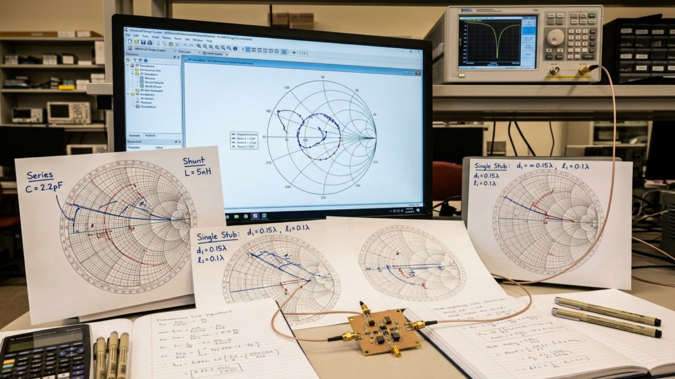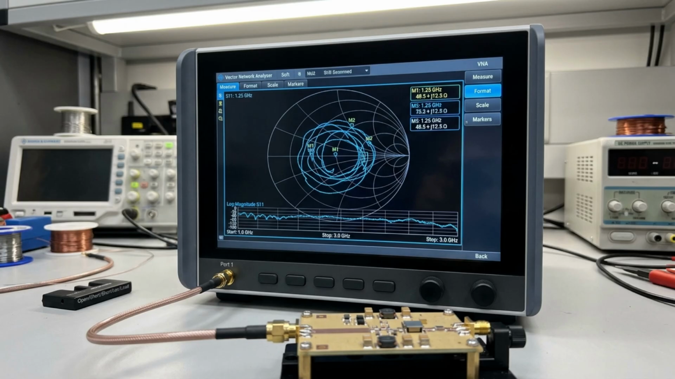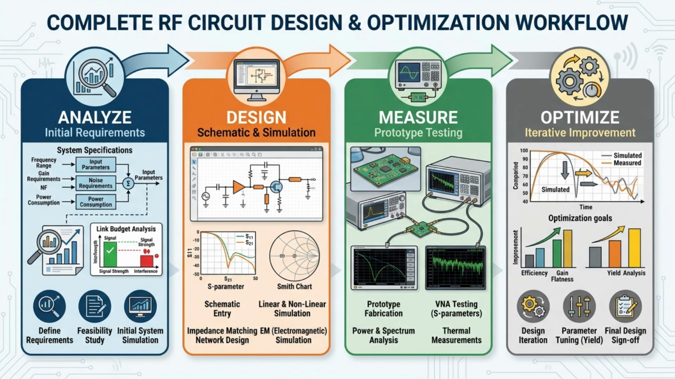As the course progressed, we applied the Smith chart to impedance matching using series components, shunt components, transmission line transformations, single stub matching, double stub matching, and practical matching networks. We also learned how modern vector network analyzers, VNAs, display measured impedance directly on the Smith chart, allowing engineers to compare theory with real hardware during RF testing. Together, these concepts form a complete workflow for analyzing, designing, measuring, and optimizing RF circuits.